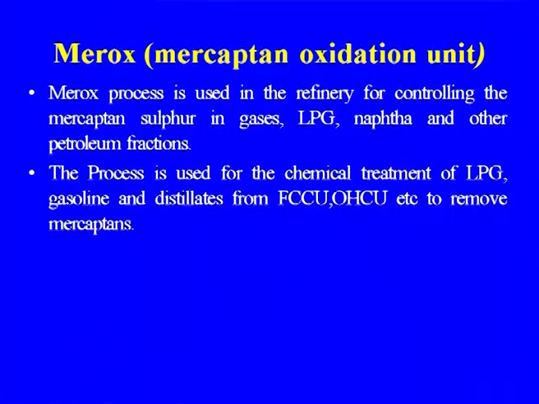Now let us discuss the Merox process, which is an integral part of the refinery; all refineries have a Merox process. The Merox process is used in the refinery for controlling mercaptan sulfur in gases, LPG, naphtha and other petroleum fractions. The process is used for chemical treatment of LPG, gasoline and distillate from the FCC or the hydrocracker unit, which may be once through or two stage, that is OHCU meaning once through, and FCCU meaning the fluid catalytic cracking unit, to remove the mercaptans.